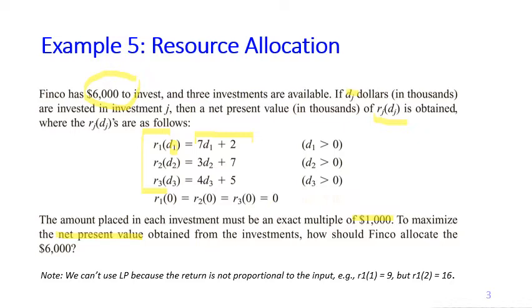And then we can't use linear programming to solve this problem because the return is not proportional to the input. For example, for investment 1, if you invest $1,000, then the return equals 9. But if you invest $2,000, the return equals 16. Instead of 18, it is just 16. That's why this is not proportional, and then we can't solve this using linear programming.